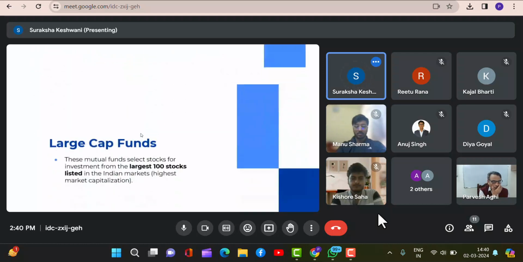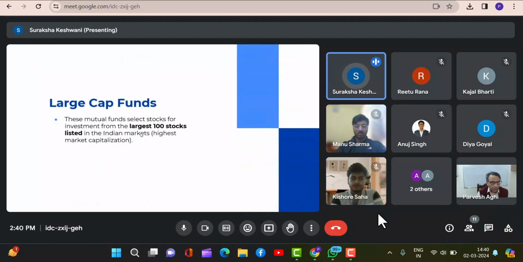So moving on, we have considered equity funds, where there are 5 categories: large cap, mid cap, large and mid, small, and contra. And we'll be discussing the top three funds in these categories.